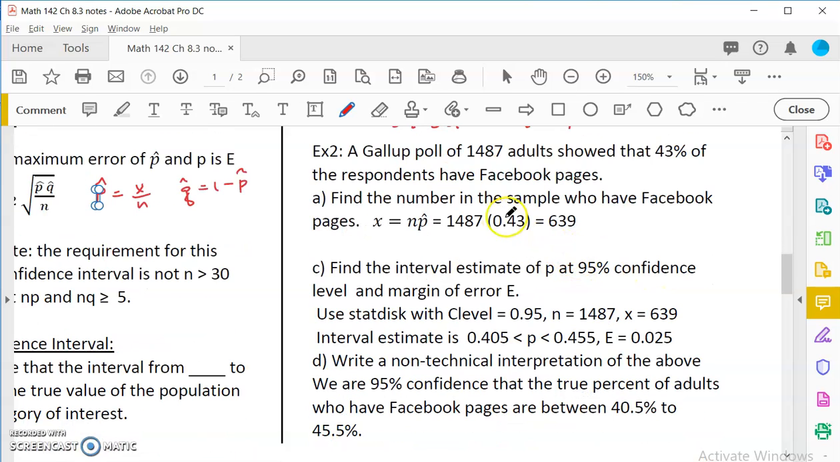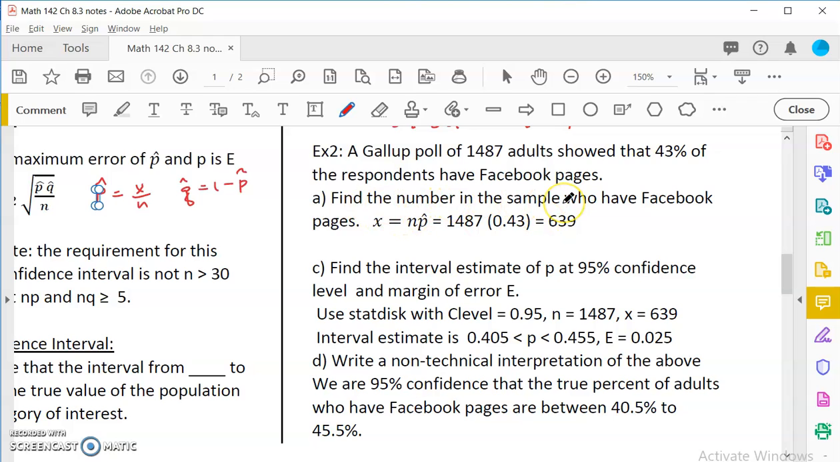So another example, example 2: there is a sample of 1,487 adults. It shows that 43% have Facebook pages. I think that's kind of low. I think a lot of people have Facebook pages. This must have been done in like 2013, I think this book was written in 2013. So at that time it was kind of low. But right now I think it's 70 something percent.